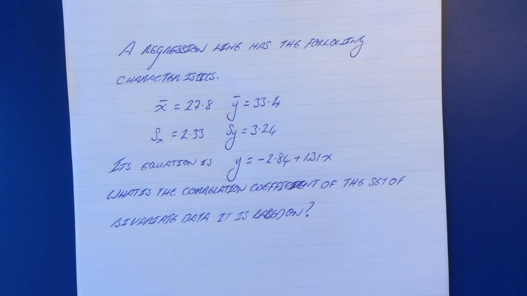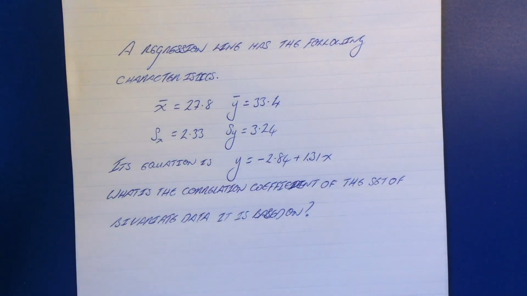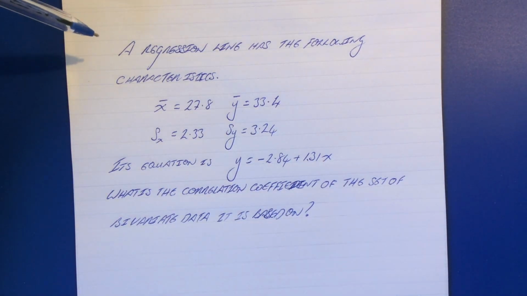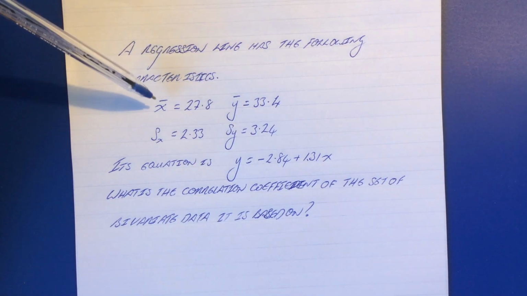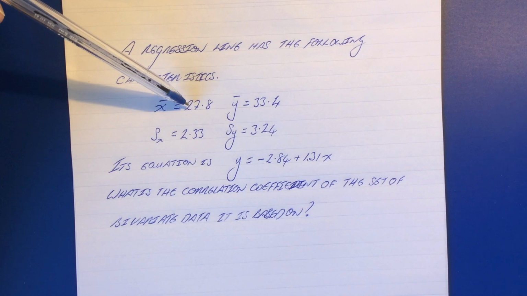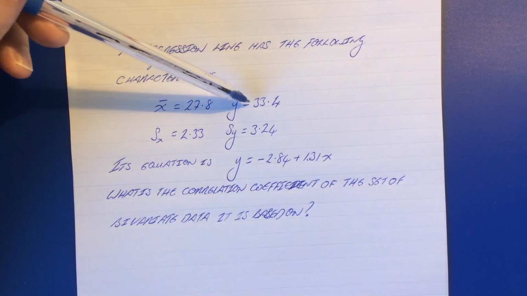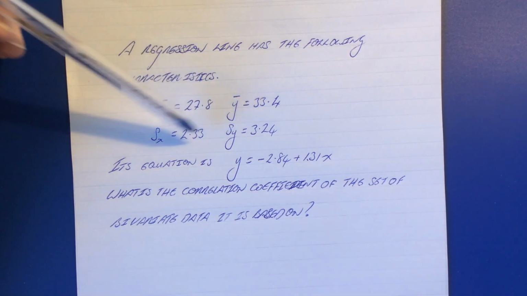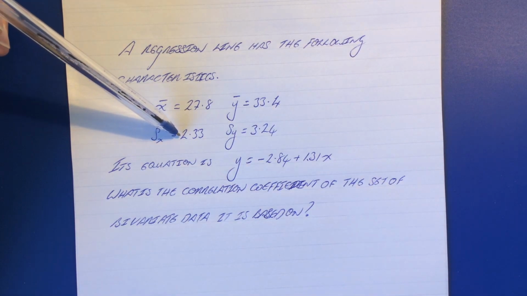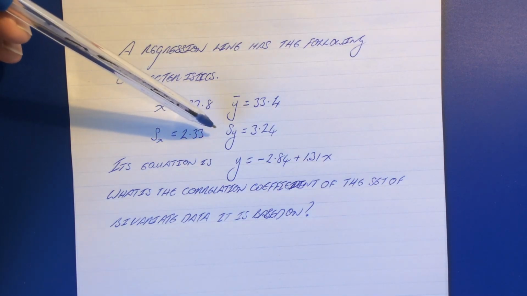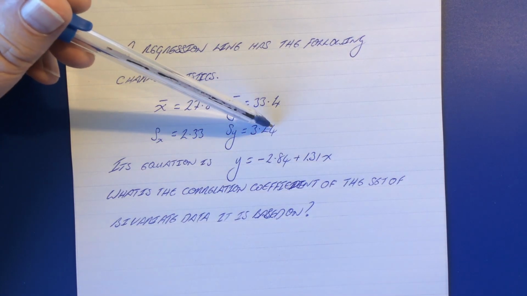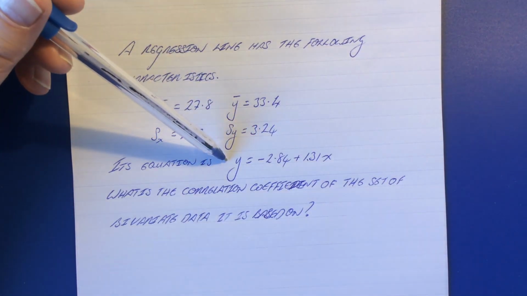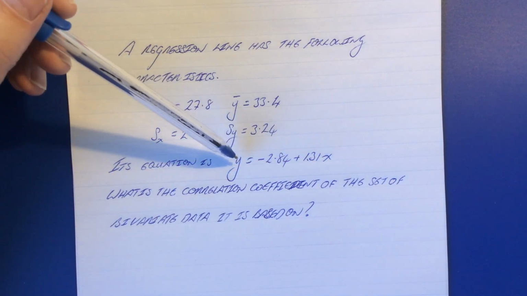And this is a slightly involved question. So let's go through it. A regression line has the following characteristics. The mean of x is 27.8, the mean of y is 33.4, the standard deviation of x is 2.33, the standard deviation of y is 3.24, I beg your pardon. And this is the equation of the line.